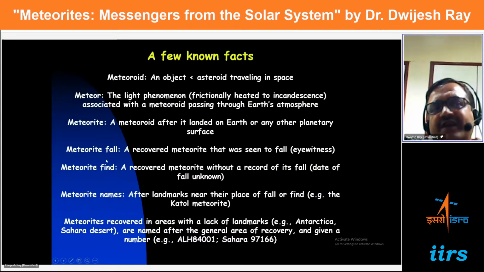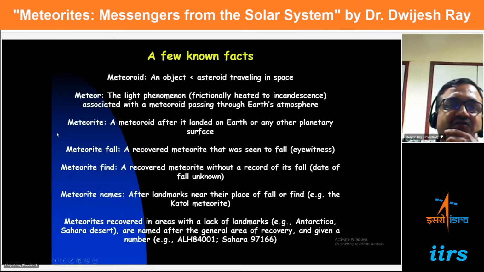The only thing is that for meteorites there are two kinds of phenomena. One is the meteorite fall, meaning there are eyewitnesses, because somebody has to see something falling from the sky. And a meteorite find means we don't know when it fell. Later on, we arrange field trips or expeditions to collect samples, and if we are lucky enough, we get the samples. This is called a meteorite find because we don't know the exact date of fall.